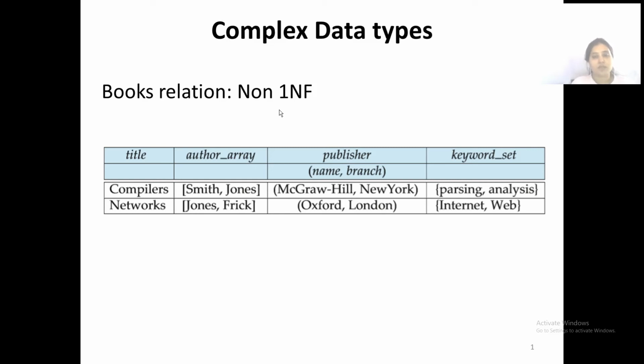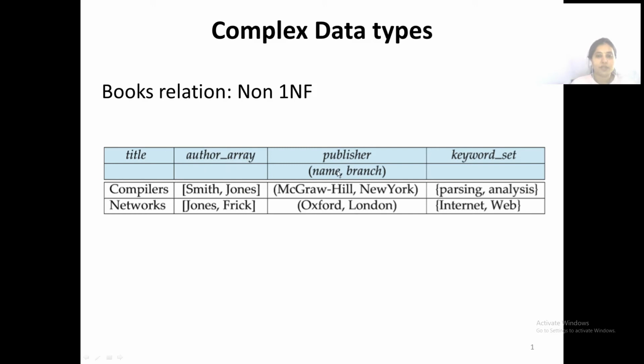So complex data types are used to represent composite attributes, multi-valued attributes, derived attributes, generalization and specialization directly in an object oriented or object based database. Let us have a look at this relation. Here book information is stored in this table. You can see two records, the information of two books, with the titles compilers and network. Now each book may have more than one author. So author is a multi-valued attribute.